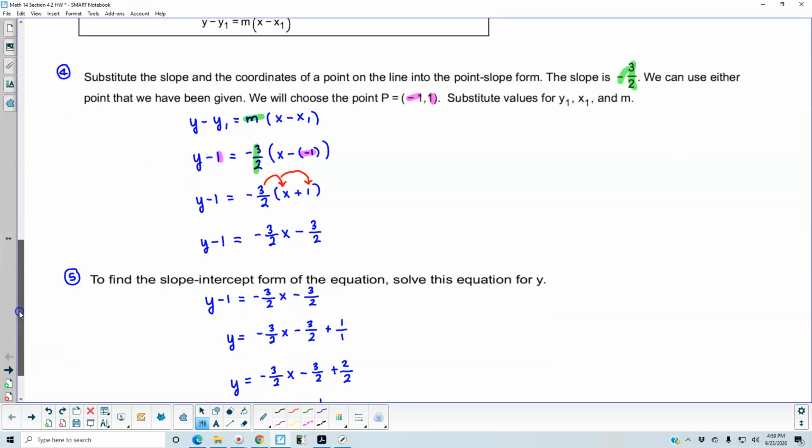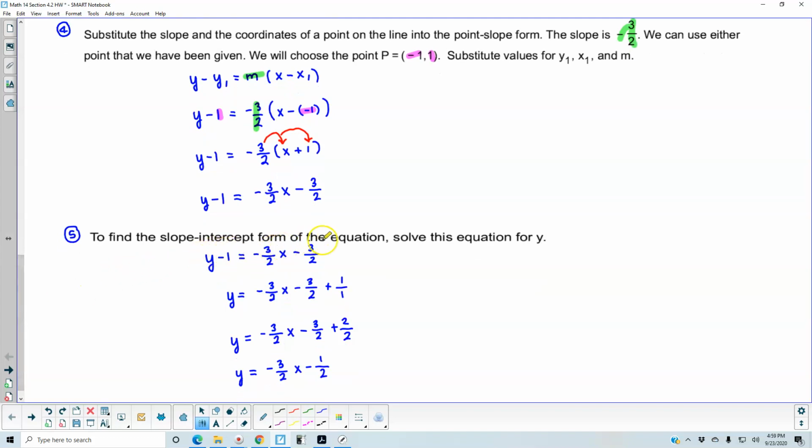And the last thing we want to do is convert this into slope-intercept form of the equation. To convert that, we need to isolate and solve this equation for y. So in order to isolate y, we're going to add 1 to both sides. And this 1 is the same thing as 1/1. And now we need to combine these two terms. So the common denominator is 2. So this becomes -3/2 plus 2/2. And therefore, combining, y is going to equal -3/2x minus 1/2. And now we've put that into slope-intercept form.